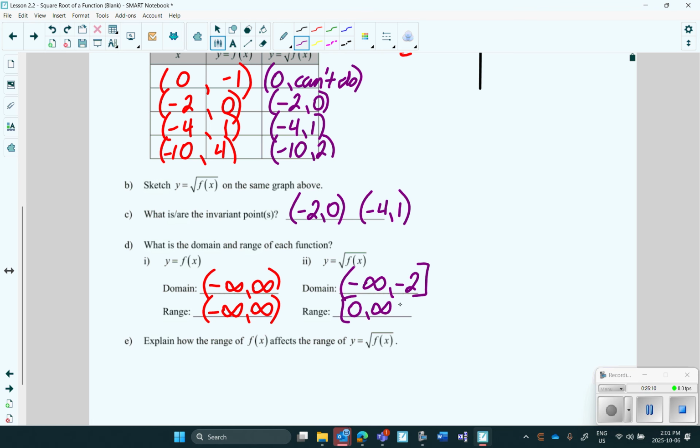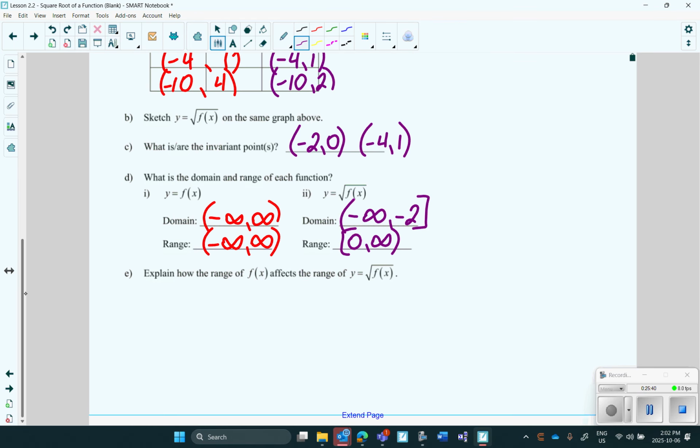The range of the square root function will always be 0 to infinity. Because we always started on the x-axis, don't we? And then we go up. So this will always stay the same. This will change depending on where the x-intercept is. Wherever the x-intercept is, that will dictate what the domain is.